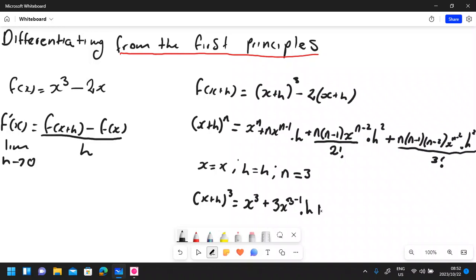Now our third term is going to look a bit complicated, but it's not really that difficult. We're going to have n, there we go, our n, which is 3, then open bracket, we have 3, which is our n here, minus 1 over 2 factorial. So this is what you should put on your calculator in order to get the answer. And then we multiply by x to the power of n, which is 3 minus 2, and then h is going to be h to the power of 2. Right, this is our third term.